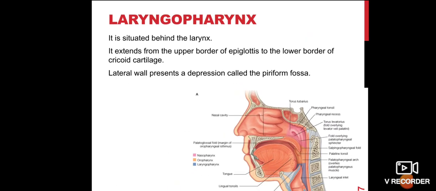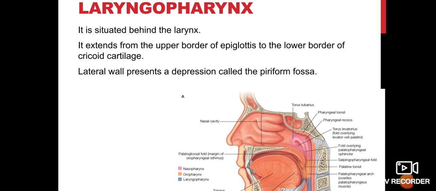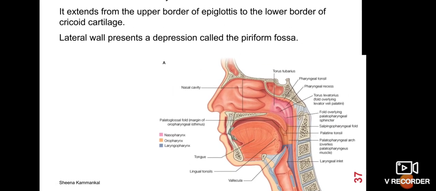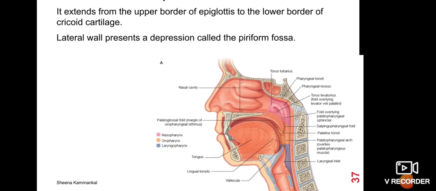Next is the laryngopharynx, which is situated behind the larynx, that extends from the epiglottis to the lower border of the cricoid cartilage. Actually, the extension of the larynx is from the upper border of the epiglottis till the lower border of the cricoid cartilage. Since the laryngopharynx comes behind the larynx, the level of the laryngopharynx is also extending between the epiglottis and the lower border of the cricoid cartilage. So the lateral wall of the laryngopharynx presents a fossa called the piriform fossa.